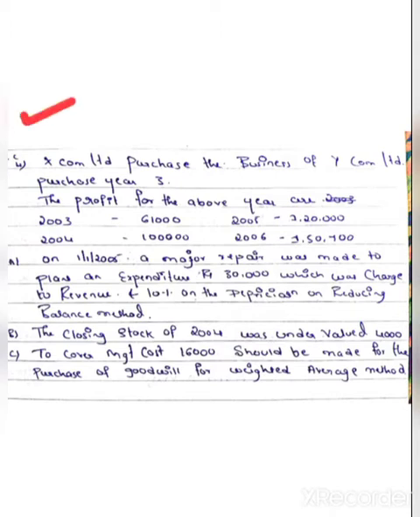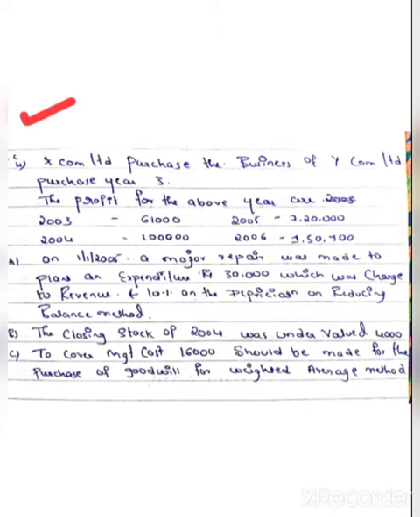Next question. Read what is given first, understand it, and then apply the rules in practice. X Company Limited purchased the business of Y Company Limited, meaning X Company is acquiring the whole business of Y Company Limited. The purchase year is the third year, and the purchasing year is also included. The profits for the above years are given for 4 years: 2003 rupees 61,000, 2004 rupees 1 lakh, 2005 rupees 1 lakh 20,000, 2006 rupees 1 lakh 50,700.